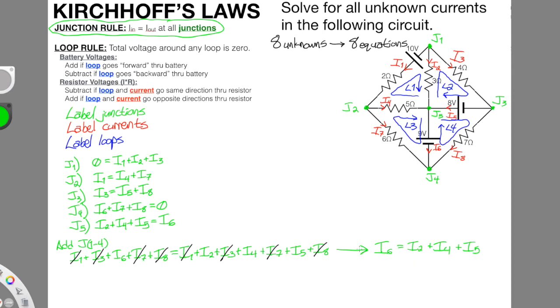This is exactly the same as junction equation 5. So junction equation 5 doesn't give us any new information. We can construct it using just junctions 1 through 4. So junction equation 5 does not count as one of our equations that we need to box.